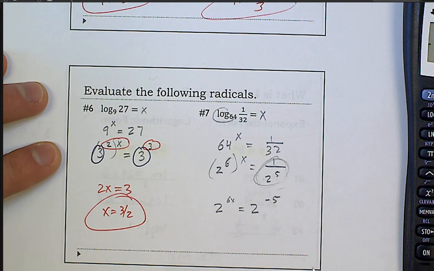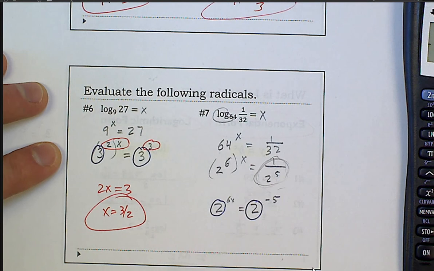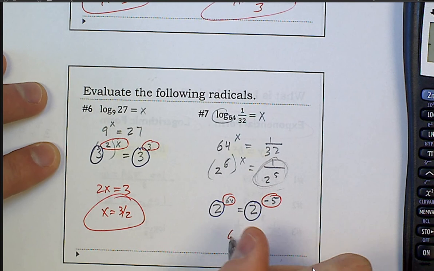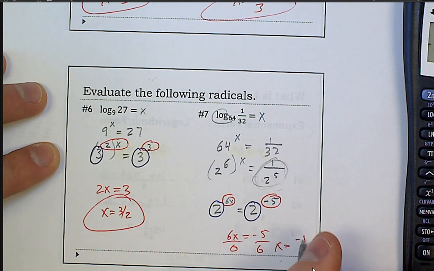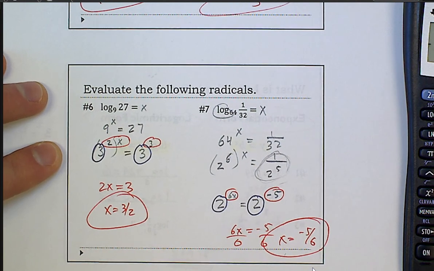So now if you look at this, your bases are the same. We both have 2's. And now I can take my powers and set those equal to each other. All right? And then just divide by 6, and you get x equals negative 5/6. And that's our answer for number 7. That's a tough one, but hopefully that makes sense.